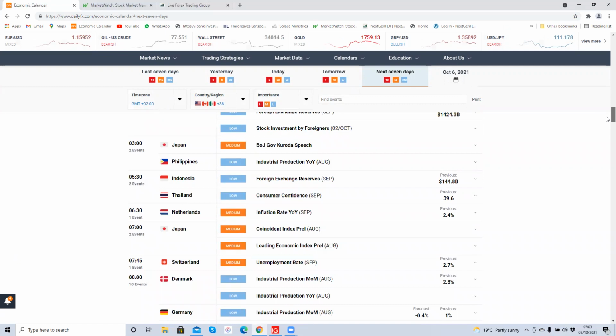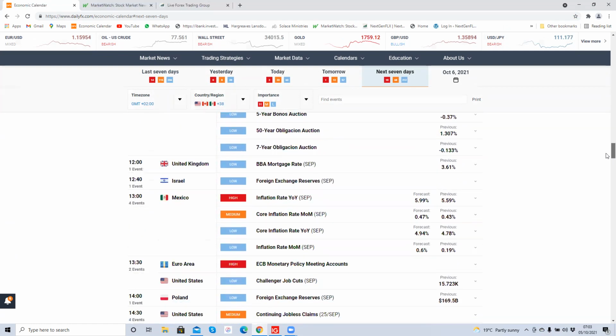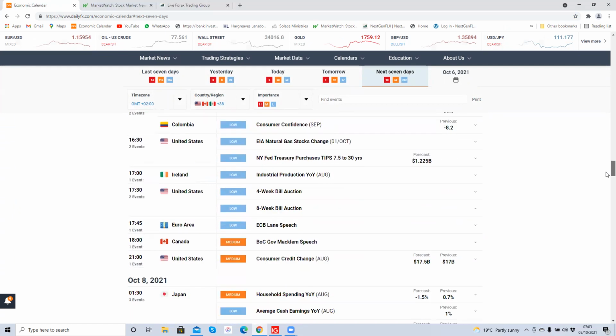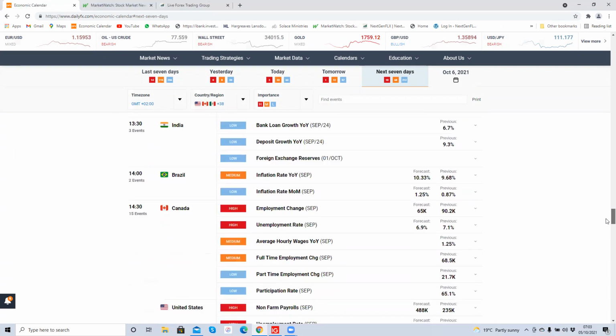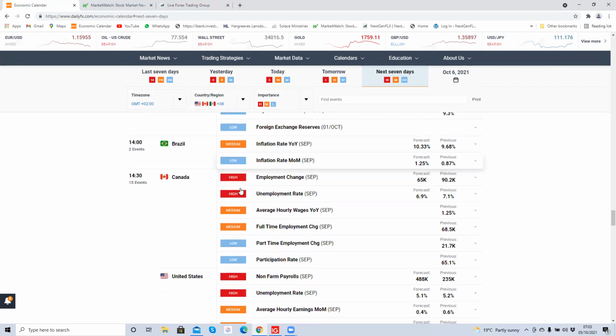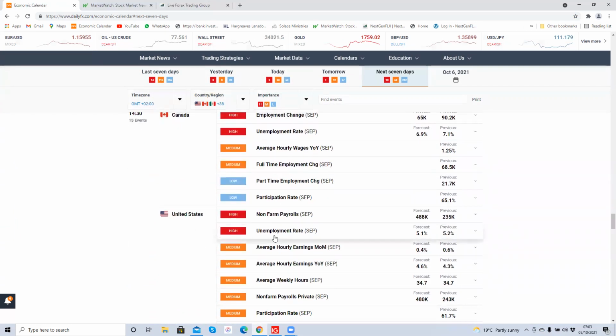we're now on Wednesday the 7th, and the 8th, October the 8th. On Friday, October the 8th, we can see that we have the Canada unemployment rate and the main one for this week, the US unemployment rate and the non-farm payrolls. Like I said earlier, this is a report of huge significance. It affects the global markets, the stock market, the bond market, all currency pairs, and the commodities market. It's a highly anticipated report.